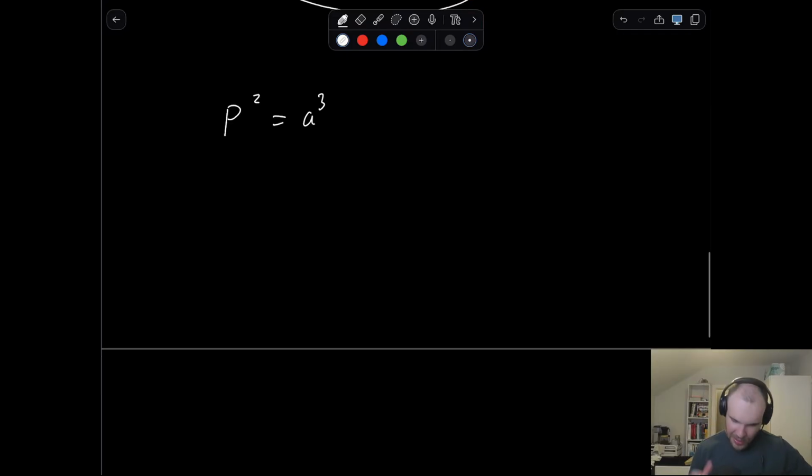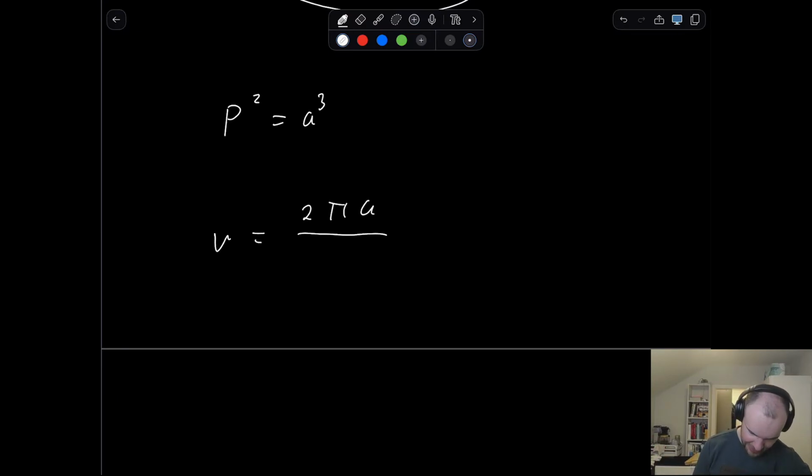So let's now imagine that we had some planet or comet that had a nearly circular orbit, even though that's very rare. Let's imagine that just to make the calculation easier. Then the velocity is of course just 2 pi times the semi-major axis, the biggest radius, and then you divide that by the period.